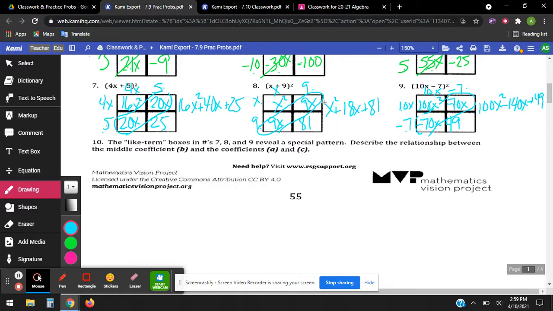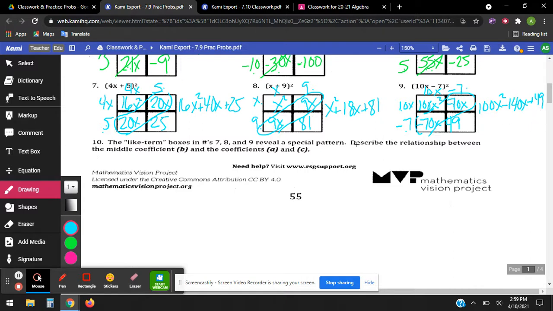So here I have the square root of 1 is 1. Square root of 81 is 9. Those two square roots multiplied is 9. 18 is twice 9. So that looks to be somewhat of a pattern. I take the square root of 49, which is 7. Square root of 100x squared is 10x. 7 times 10x is 70x.